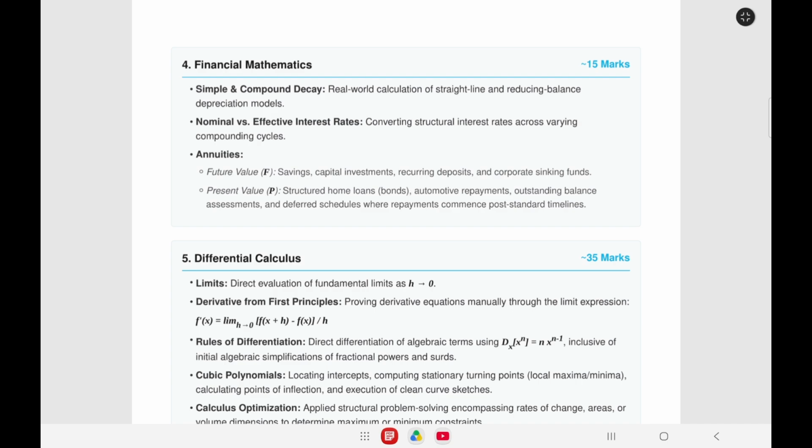You also have annuities. You have a future value, which includes saving, capital investments, recurring deposits, and corporate sinking funds. I also have a document that has every single financial mathematics formula. So I'll break down all these topics. Some of these topics are available on a YouTube channel. We want to cover more topics. For the ones that aren't available, you can always send us an email, request a video, or ask for our study guides. We have present value as well, structured home loans, also known as bonds, automotive payments, outstanding balance assessments, and deferred schedules where payments commence post-standard timelines.